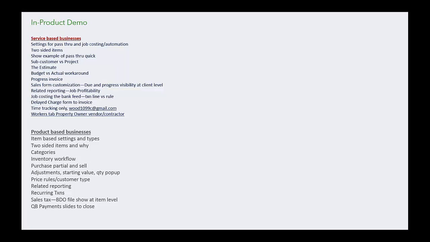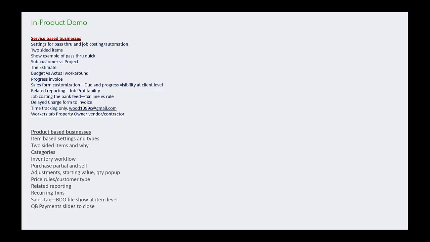Obviously, I'm going to start with an estimate. We're going to look at a budget to actual workaround and creating a budget by a particular customer to get an estimate to actual report, because there's no estimate to actual reporting in QBO, right? In any service-based business, you've got to have Plus, at least for the two-sided item, right, and tagging a customer, right?